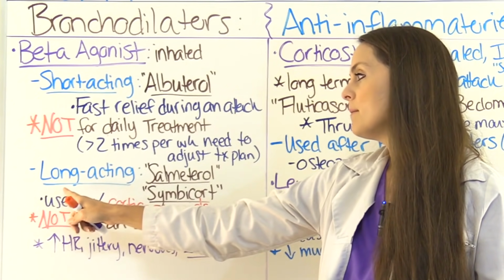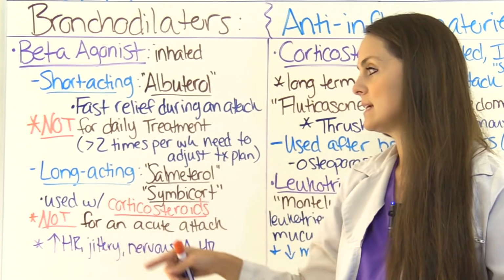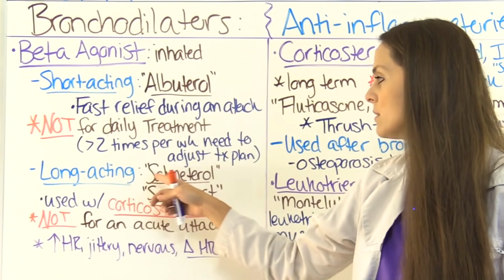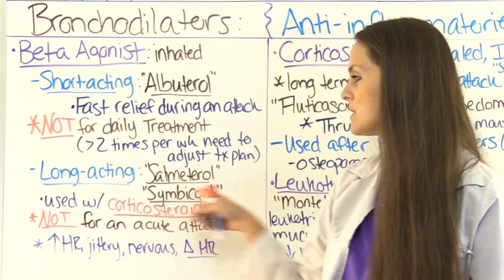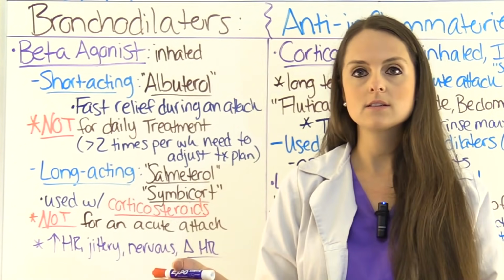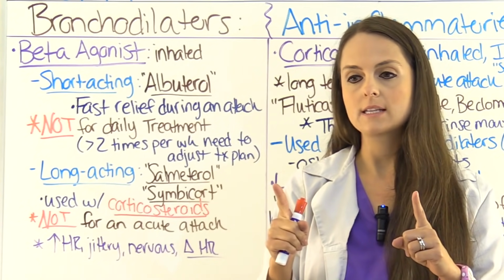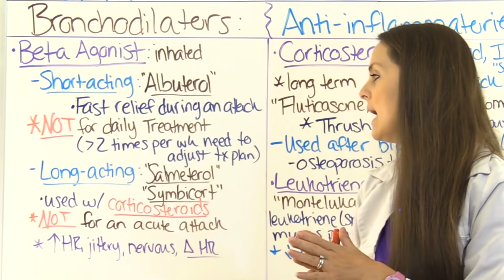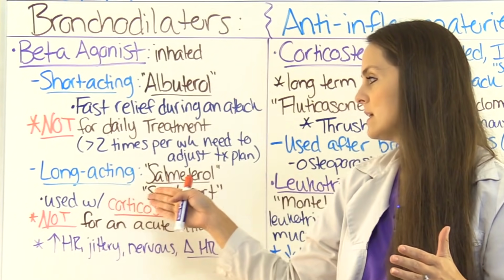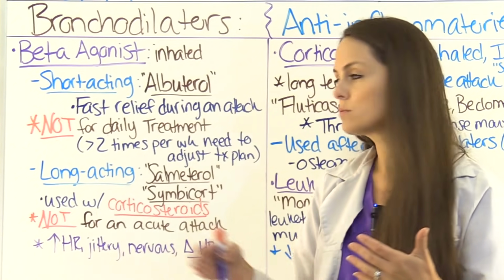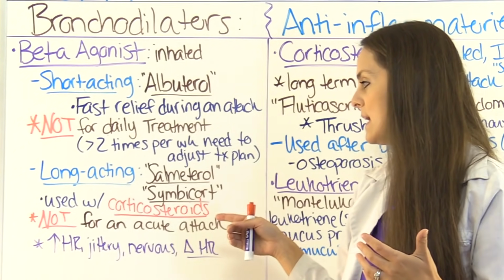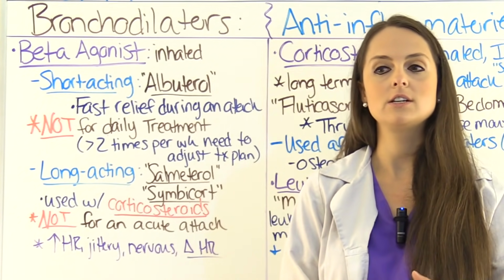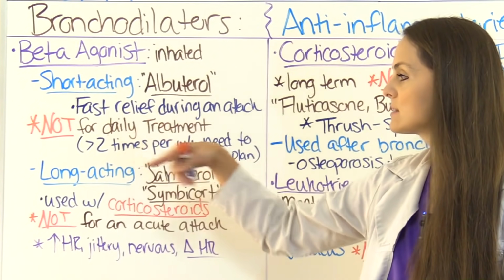Okay, another type of beta agonist is a long-acting one, so it takes a little bit longer to act, and some drugs are salmeterol or Symbicort, and Symbicort, you will see this a lot, is actually a combination. It's a long-acting bronchodilator and a corticosteroid in one inhaler. And these long-acting beta agonists are never used alone. They are used with corticosteroids, and they are not for an acute attack. So this is not what you're going to be giving a patient during an acute attack. They need something that's going to work fast, like albuterol.